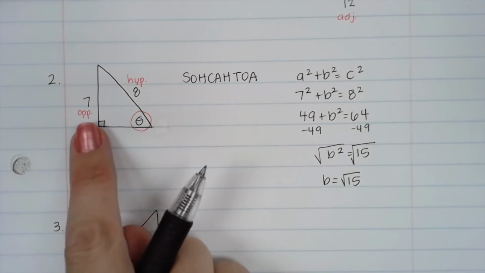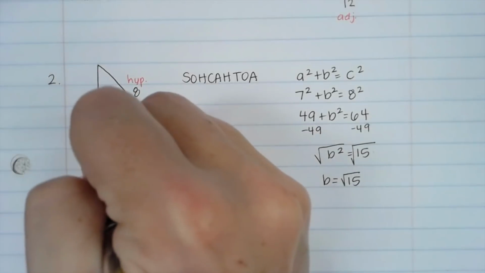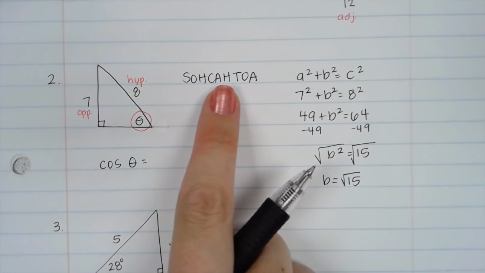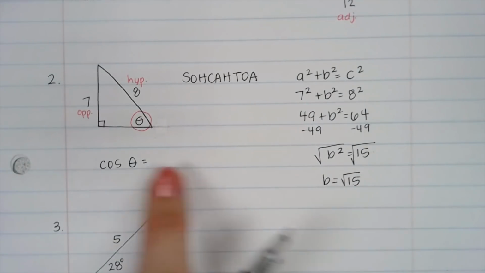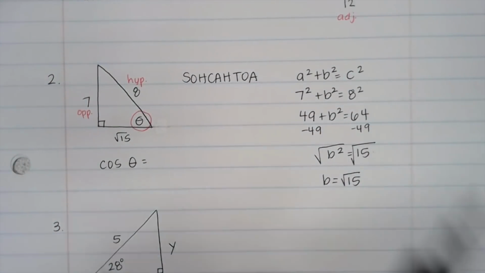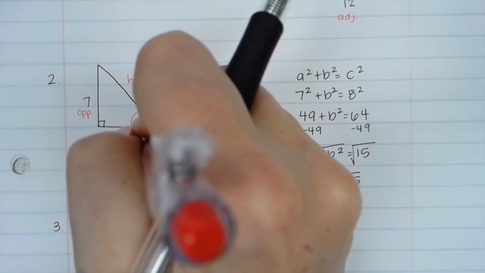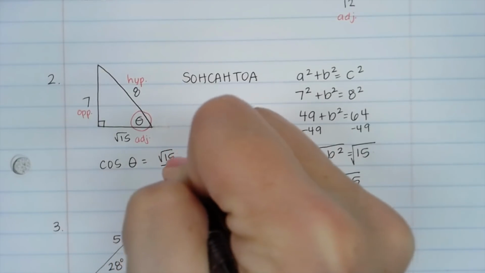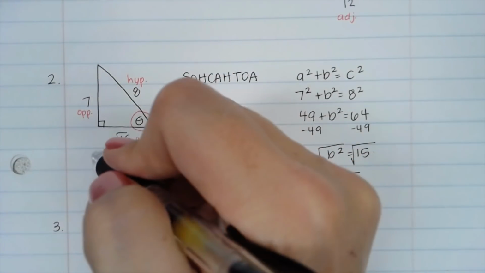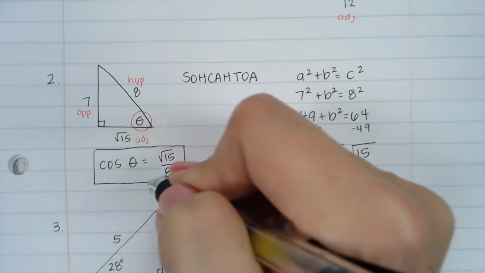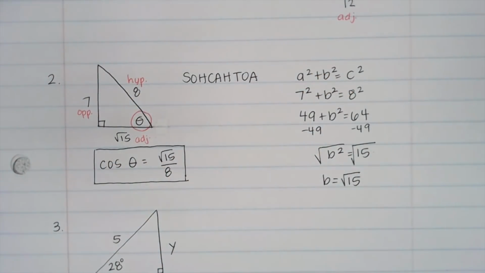I was given sine, but I wanted to find cosine. And so for this one, the cosine of angle theta, remember cosine is adjacent over hypotenuse. So the square root of 15 comes over here, and that becomes my adjacent side. And so for cosine, I'm going to have the square root of 15 in the top and then 8 in the bottom. So adjacent over my hypotenuse will be the answer for that question.